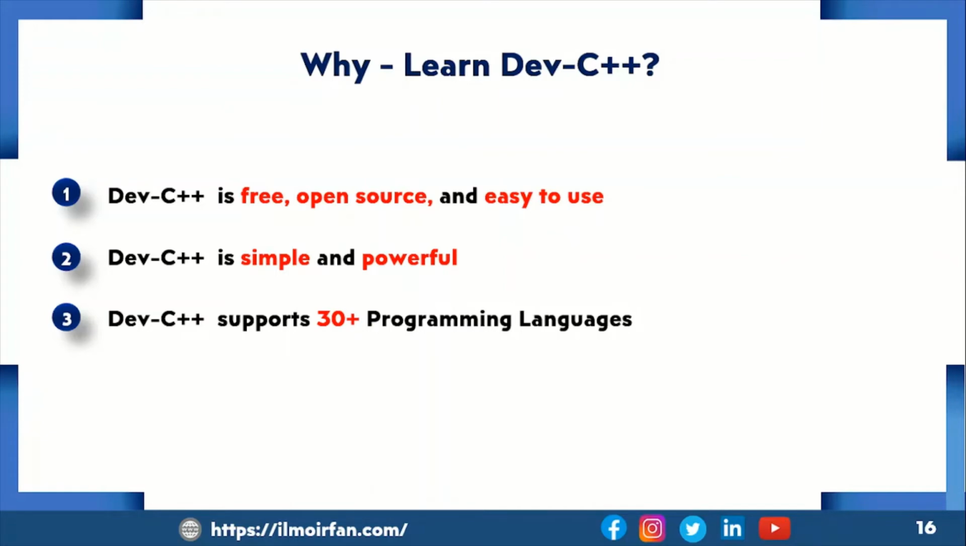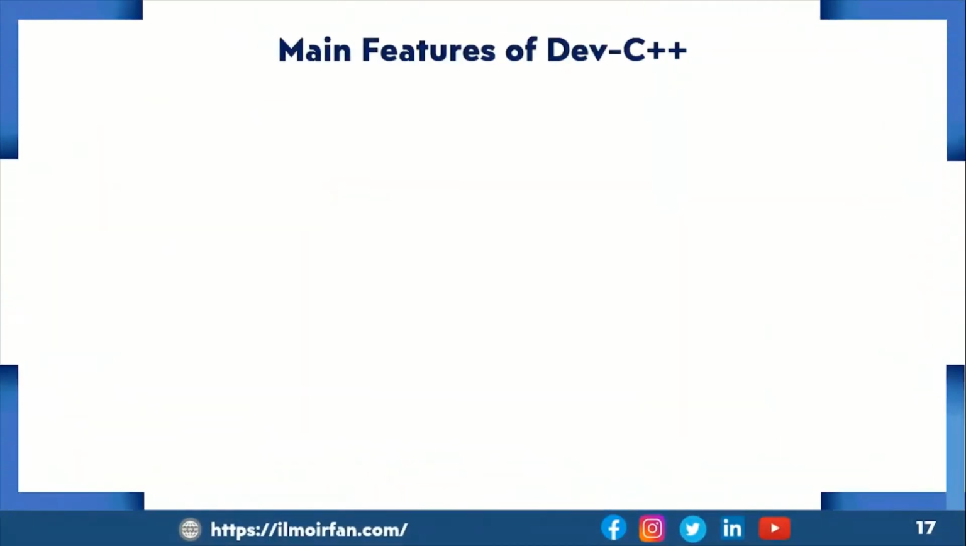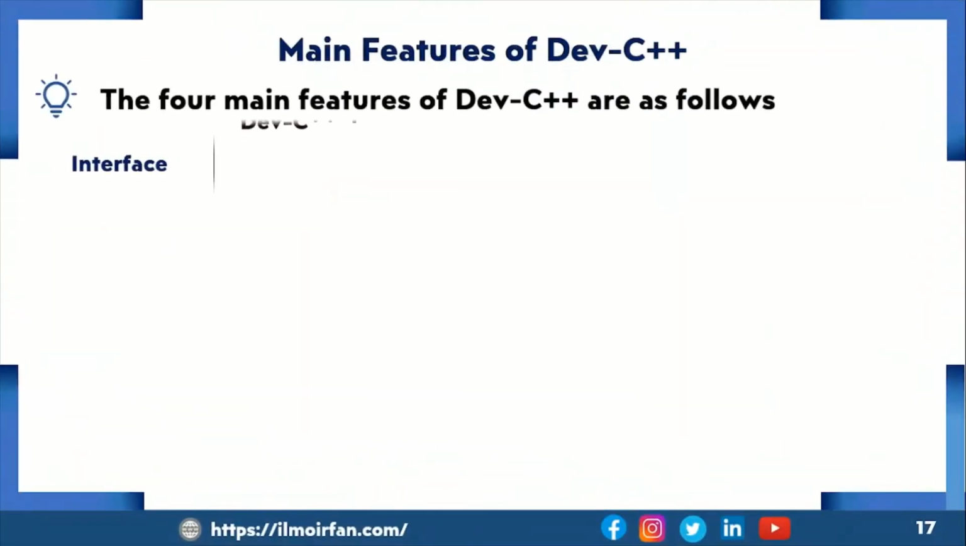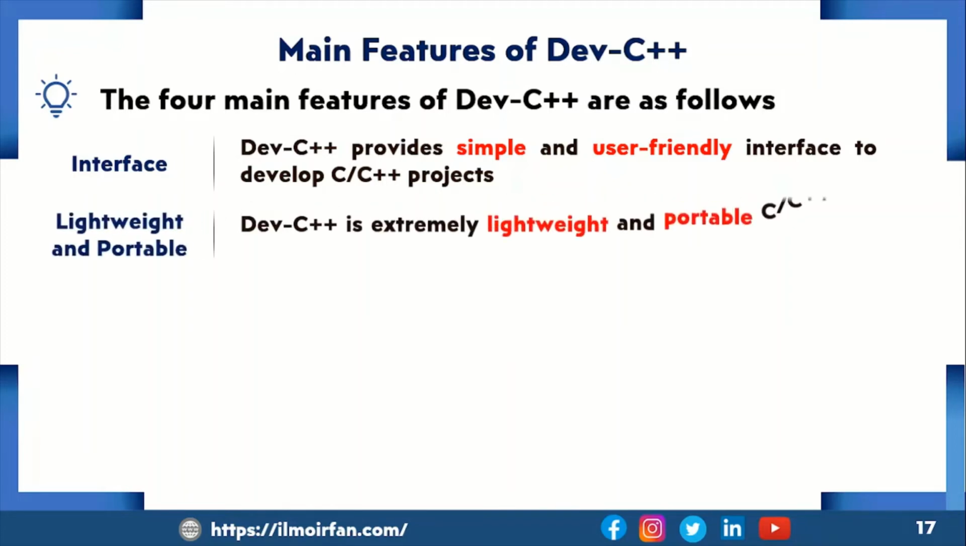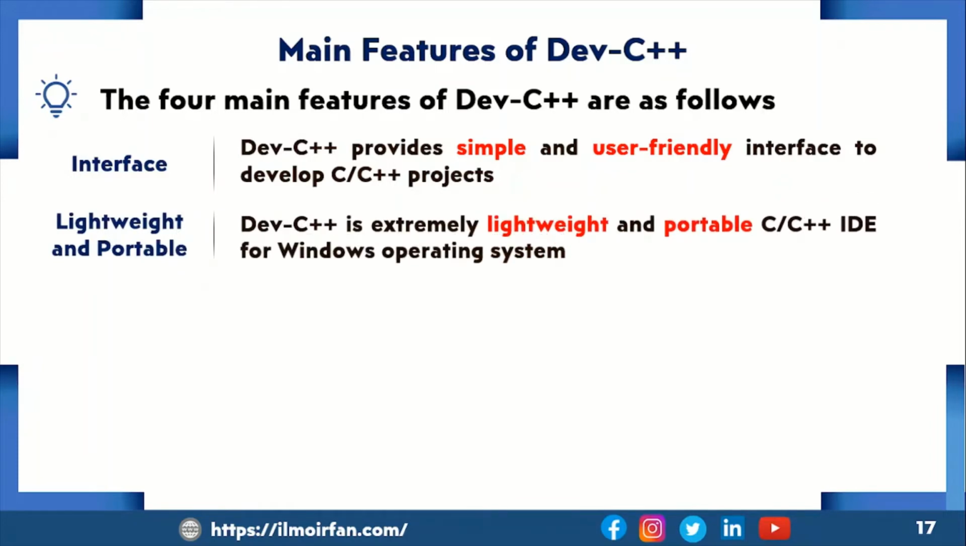Now let's discuss the main features of Dev C++. The 4 main features of Dev C++ are as follows. Number 1 is interface. Dev C++ provides a simple and user-friendly interface to develop C or C++ projects. Number 2 is lightweight and portable. Dev C++ is an extremely lightweight and portable C++ IDE for Windows operating system.